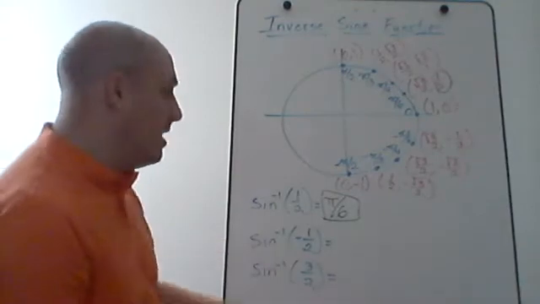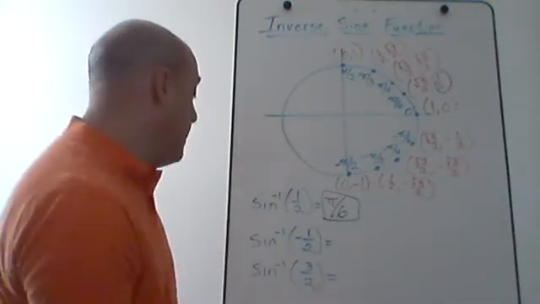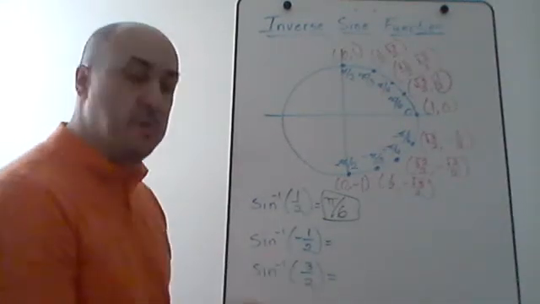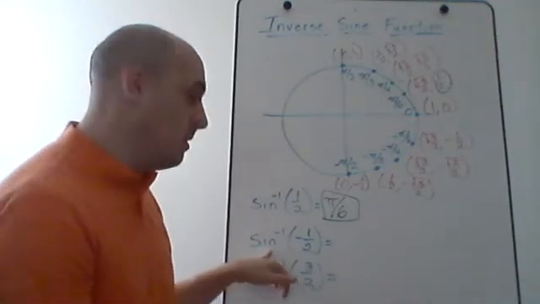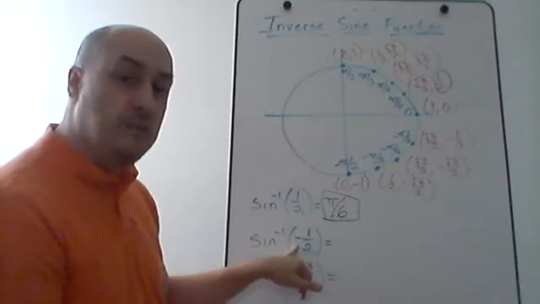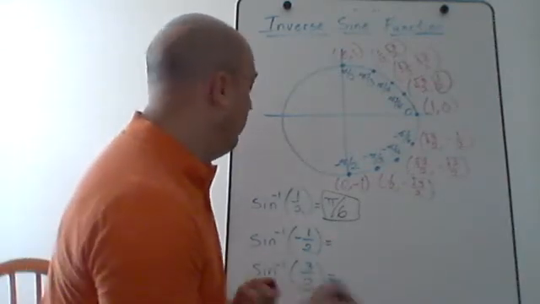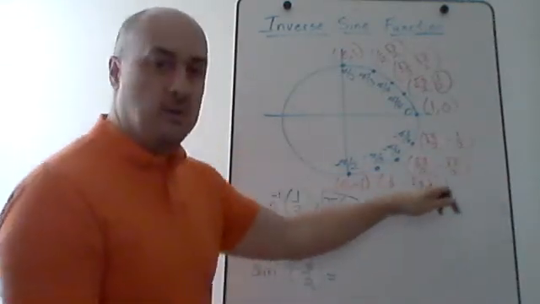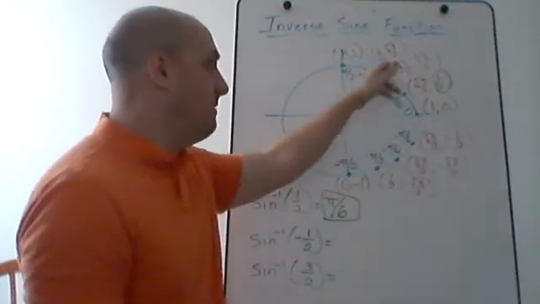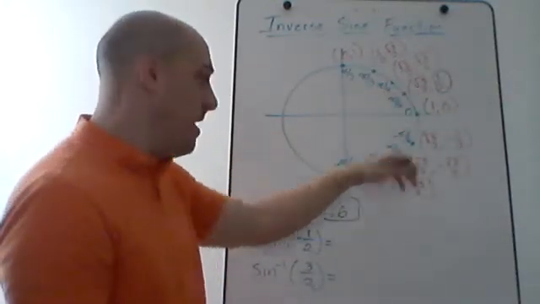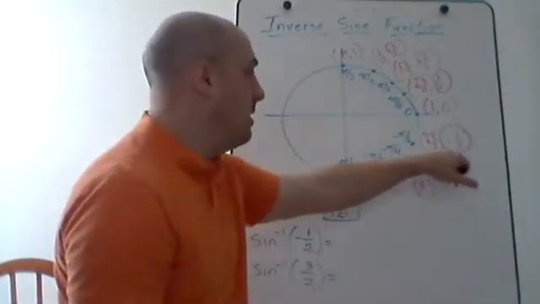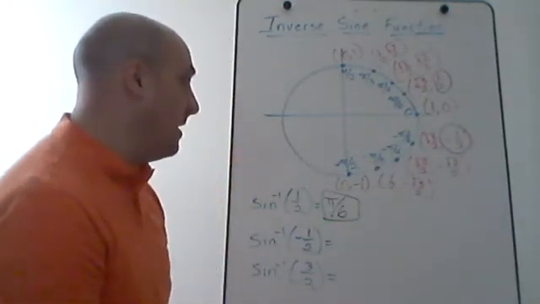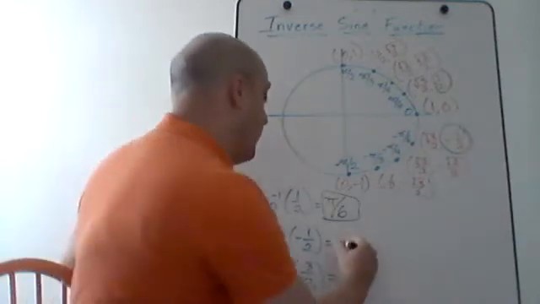Next one, sine inverse of negative 1/2. I do the same thing. Sine inverse tells me right half of the unit circle. Sine tells me I'm looking for the y coordinate, and I'm looking for a y coordinate of negative 1/2. If the y coordinate is negative, I already know it's going to be in the fourth quadrant, because the ones in the first quadrant up here have positive y values. So negative 1/2 is right there. That's where I have a y coordinate of negative 1/2, which is at negative pi over 6.